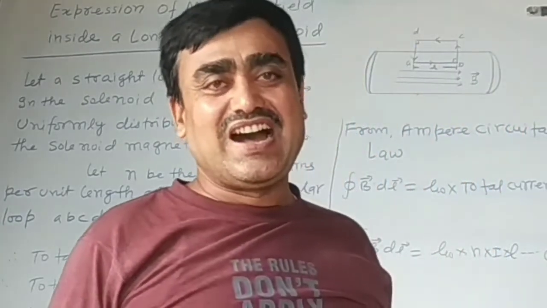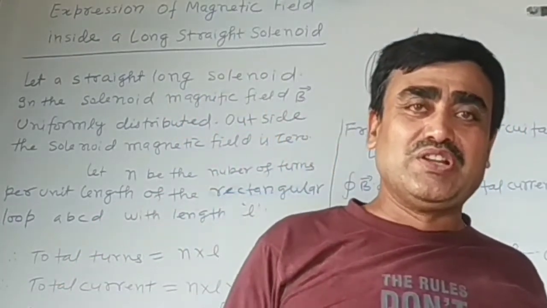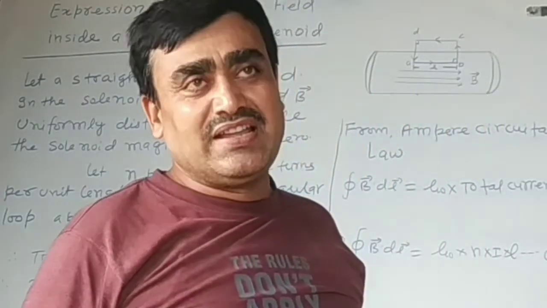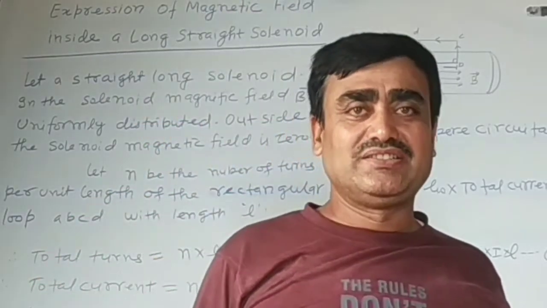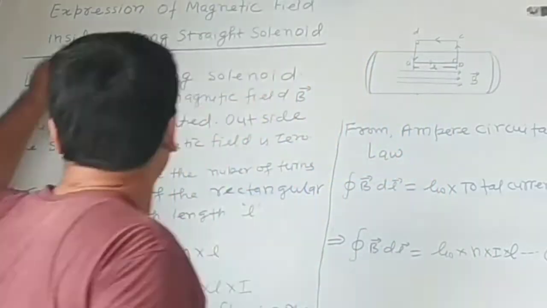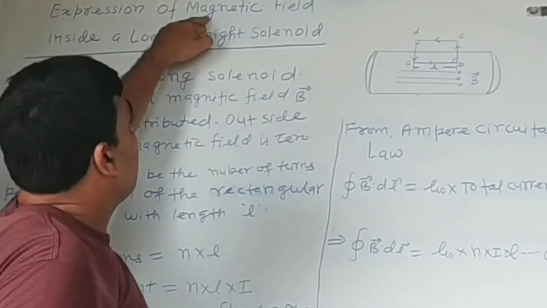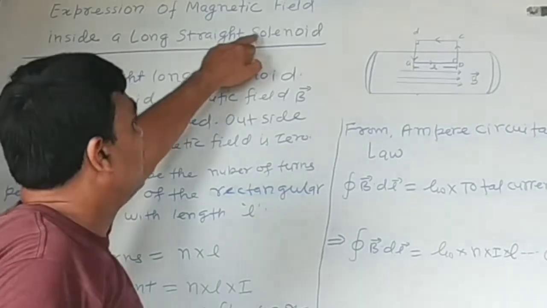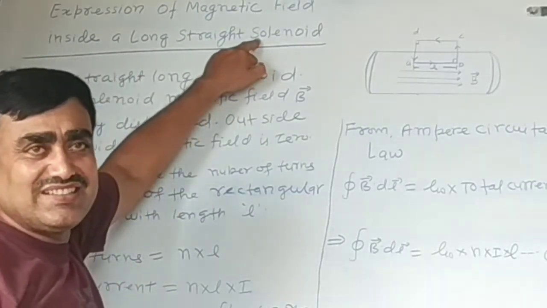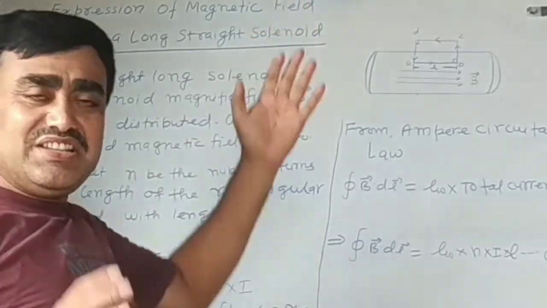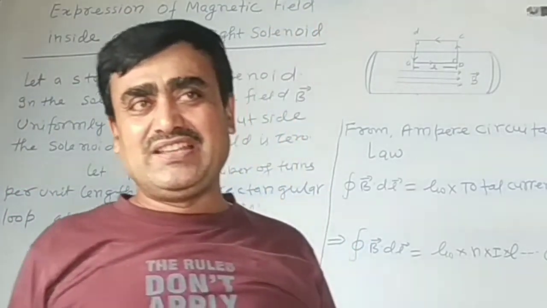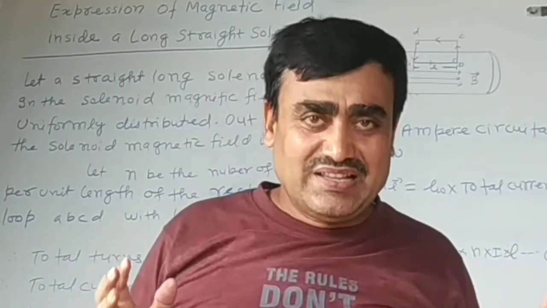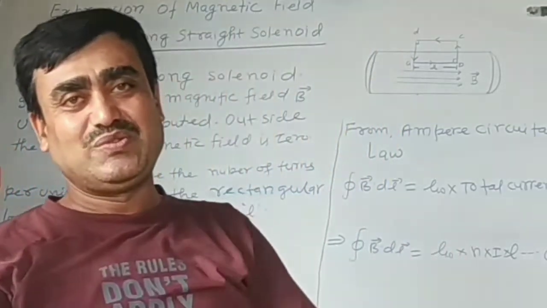Today I am going to derive an important expression, that is, the expression of magnetic field inside a long straight solenoid. The term solenoid was first used by Ampere.